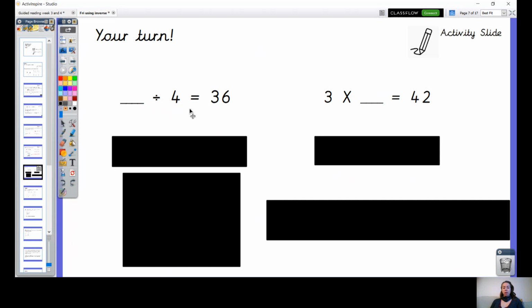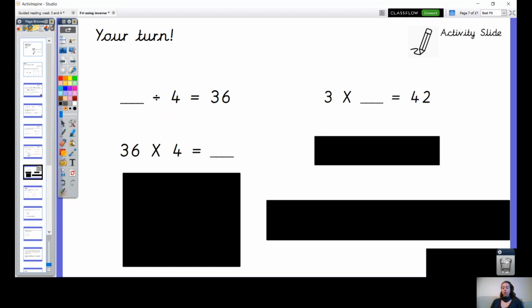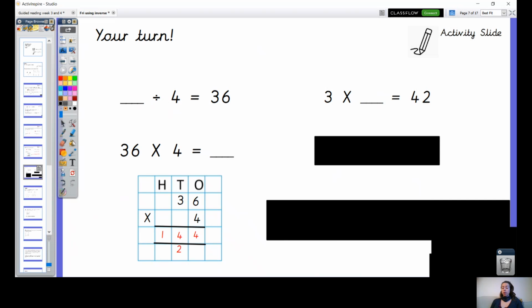Okay, so something divided by 4 was 36. Now you should have worked out this sum, this calculation, to help you find the answer. We wanted to do the opposite, didn't we? 36 times 4. You should have done something a bit like this. I probably would have chosen formal written method to do this one. So worked it out, and the answer is then 144. Okay, tick a tick if you got it right. And let's look through this one.